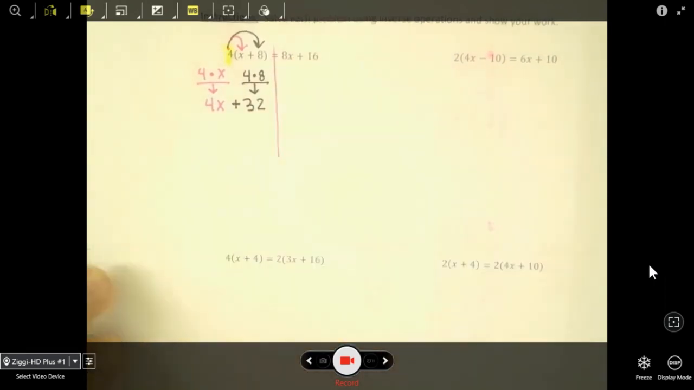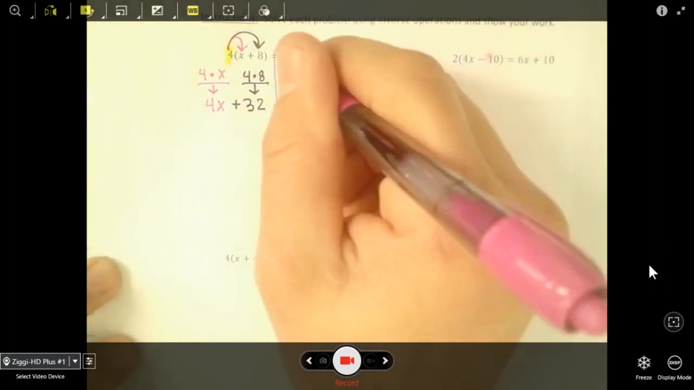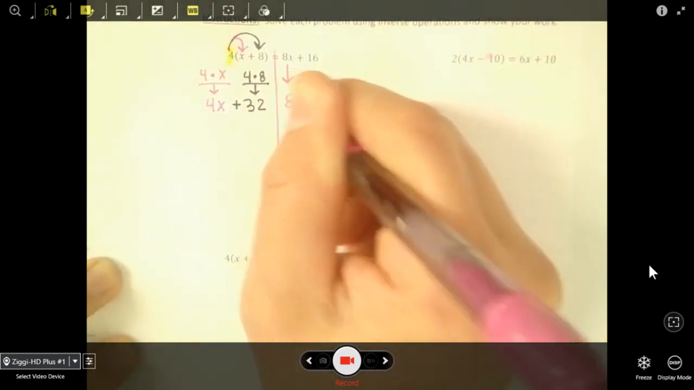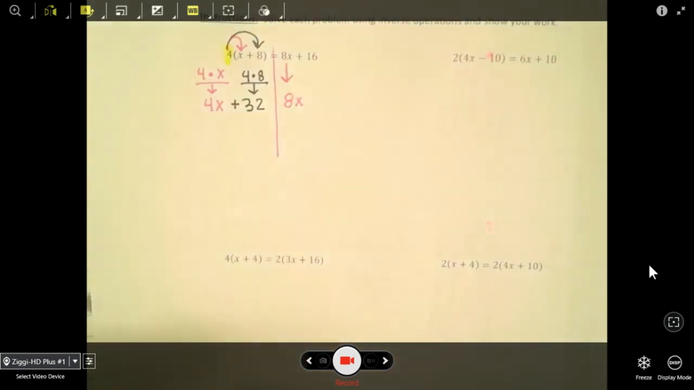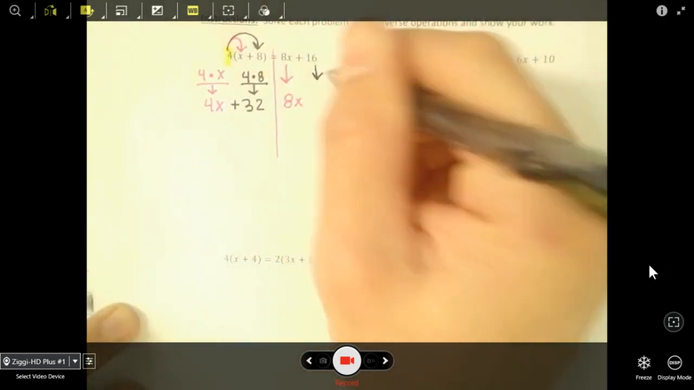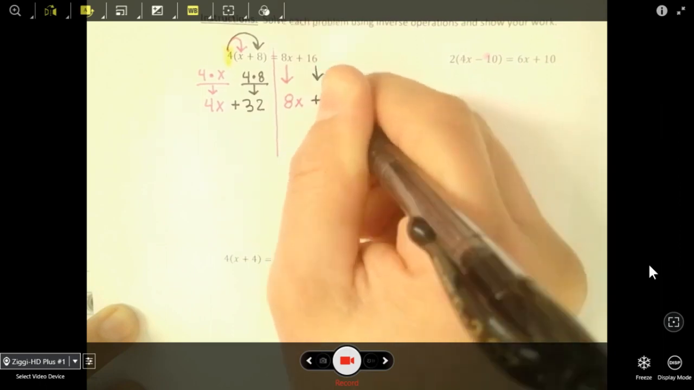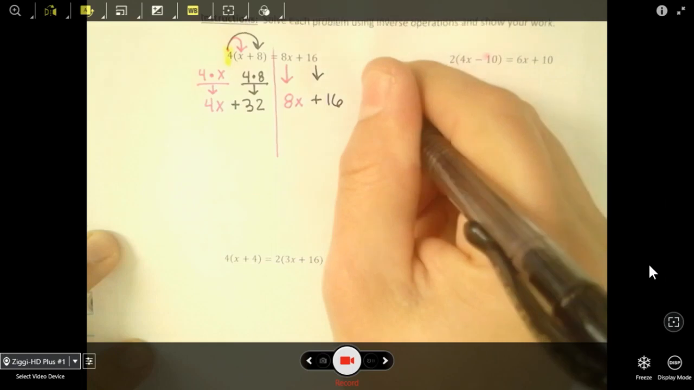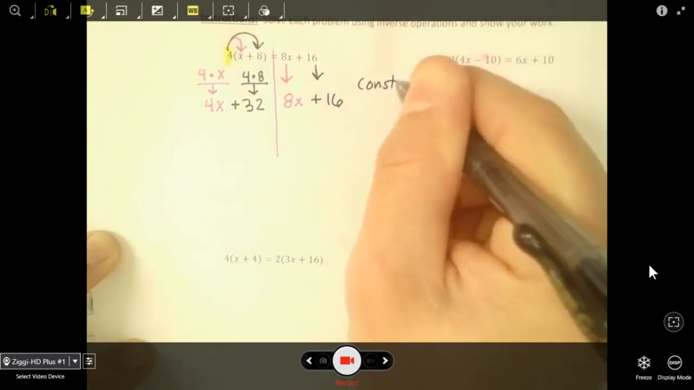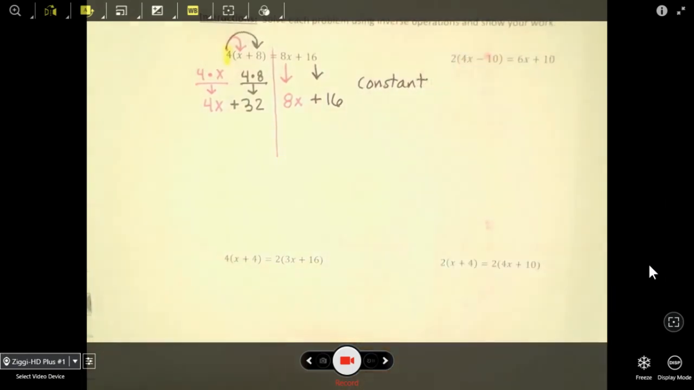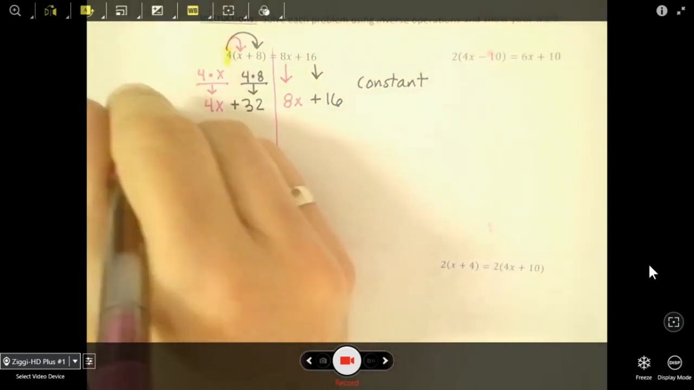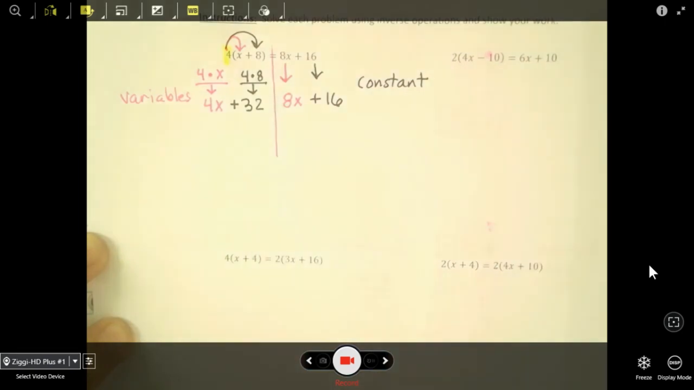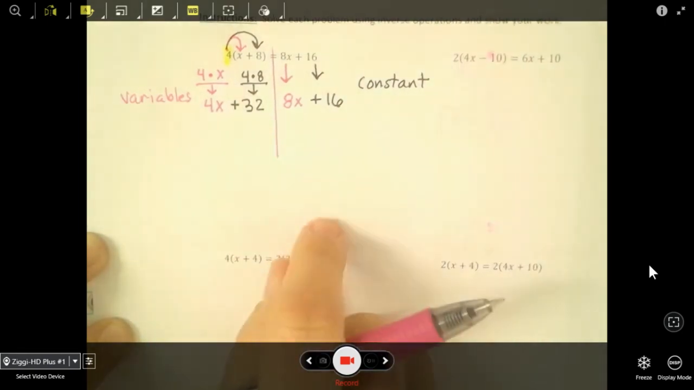Now on the right side, I'm just going to rewrite this. I notice that this 8 has an x after it, so I'm going to write it in pink because it's a variable. And then I have a constant that's positive, so I'm going to write it in black. Remember, we want to keep the constant on the right, and we want our variables on the left. So we're going to go ahead and continue solving this.